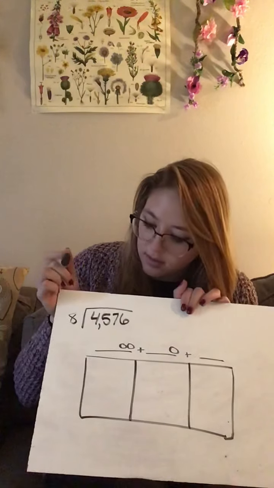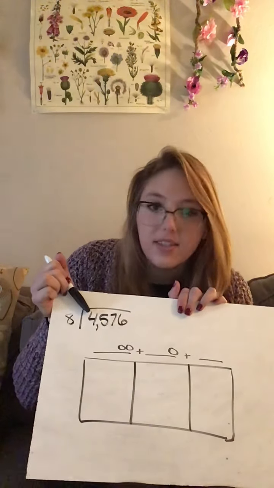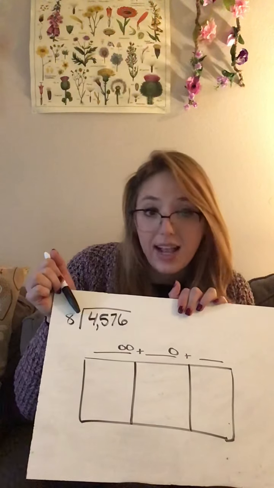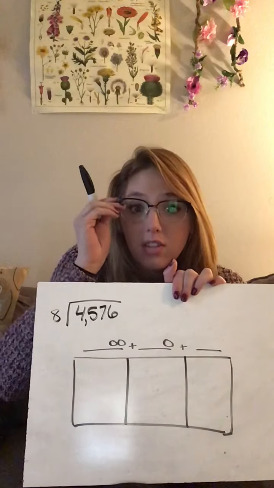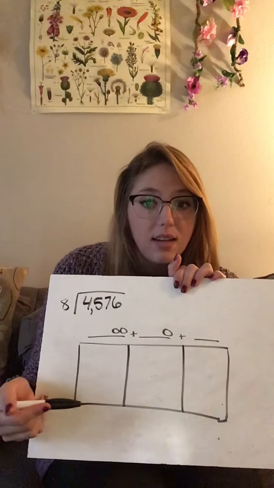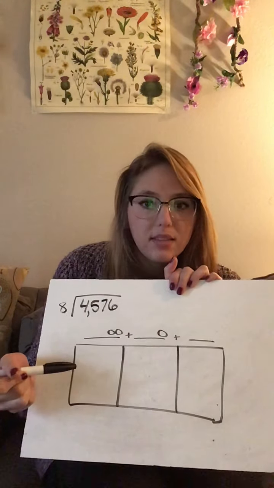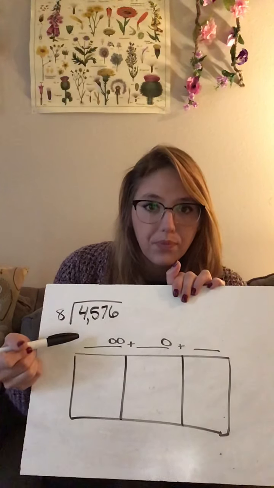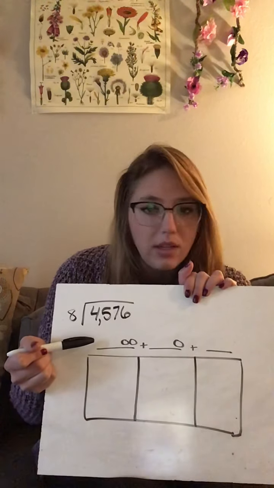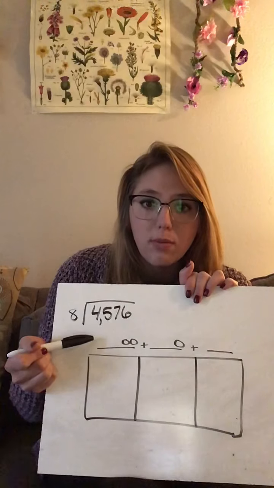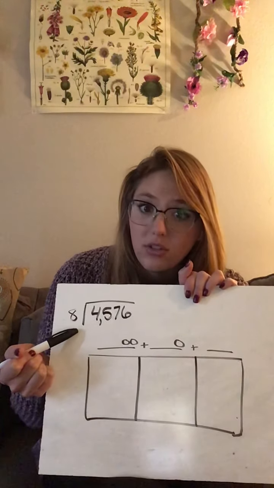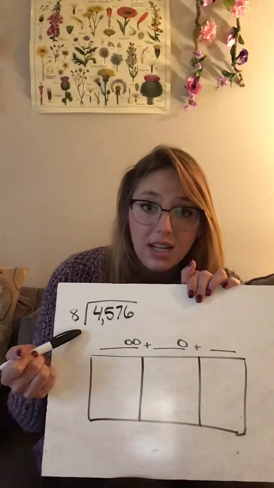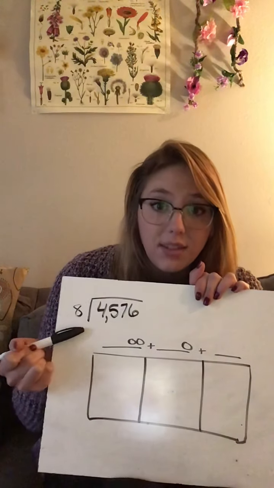If we're dividing this number here, 4,576 divided by 8, I need to show my work using a place value sections drawing, which looks like this. The reason we only have 3 boxes for a 4-digit number is because we don't need to use thousands to multiply by 8. If I multiply 8 by just 1,000, that's already too much. It's 8,000. So we're only going to use hundreds, tens, and ones.